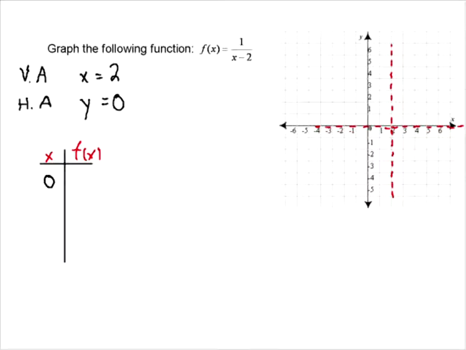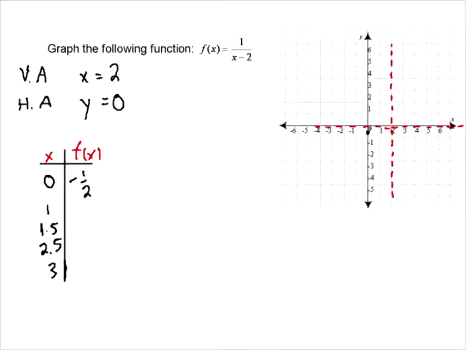So when x equals 0, and we're going to do this all with mental math here, if we put 0 in for x, we're going to have 1 over negative 2, which is the same as negative 1/2. So I have 1 point already on my graph: 0 and negative 1/2. Now I'm going to pick points close to my vertical asymptote, and in this case, it's just a single asymptote. So I'm going to pick x equals 1, x equals 1.5, I know I can't pick 2, because 2 is not allowed, I'm going to pick 2.5, and I'm going to pick 3. Just values close to that asymptote.